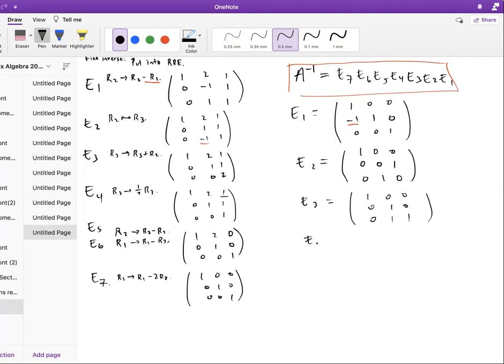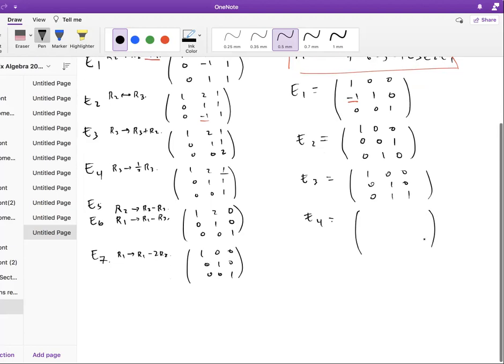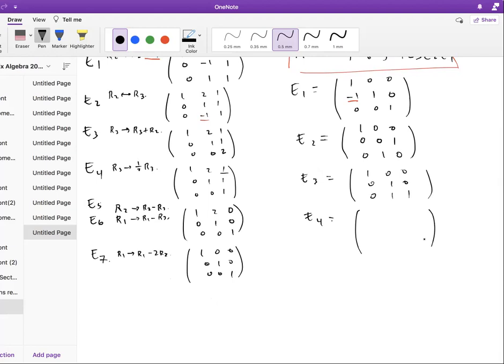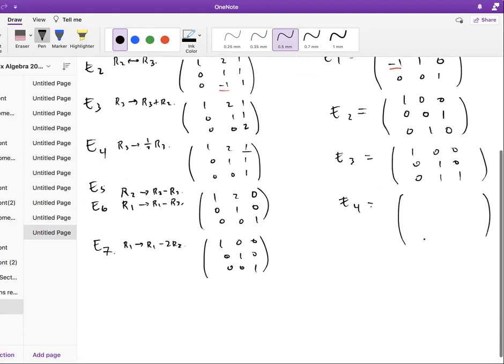How about E4? This is a good question because you get all the types in there. So thank you to whoever suggested the row swap. Okay, how about E4? So we're dividing row 3 by 2. So yeah, I get a 1/2 in the last one.